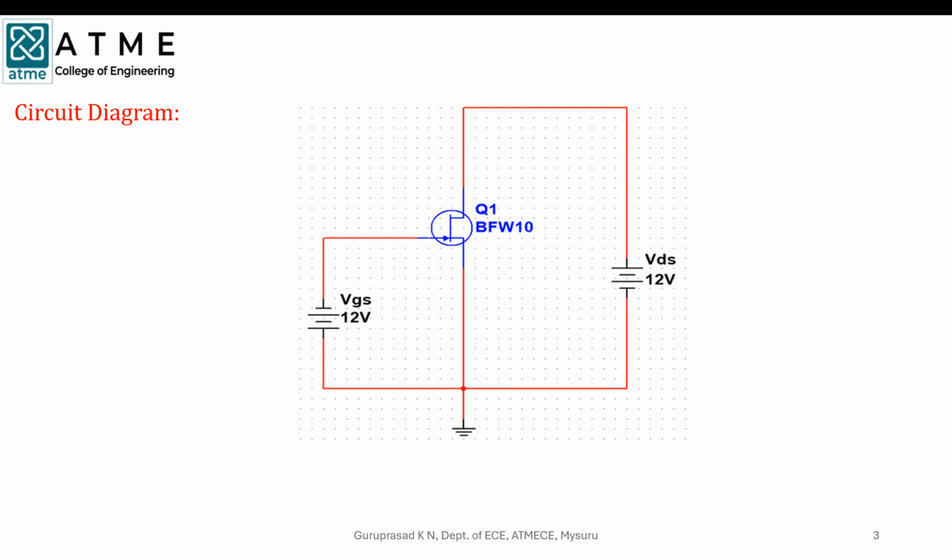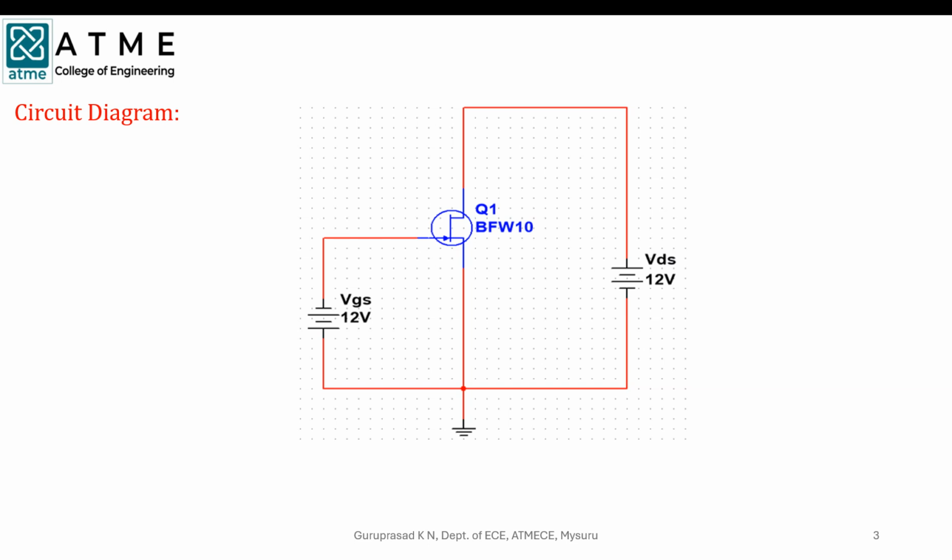This is the circuit diagram, and here we can see I have chosen BFW10, a JFET, and two power supplies. The first power supply I name as VGS, and the second one is VDS. VGS means gate to source voltage. So this terminal is gate, this one is drain, and this one is source. The voltage between gate and source is VGS, and between drain and source is VDS. The output current is ID, the drain current.